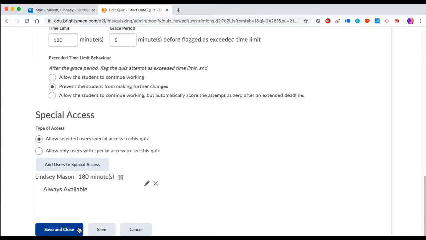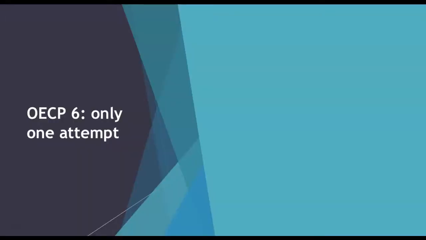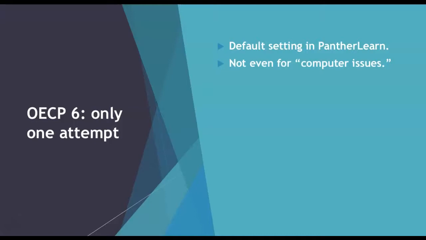Save and close. The sixth procedure you might adopt is allowing only one attempt for each exam. This is the default setting in PantherLearn, so you would have to change something to permit multiple attempts. But the one attempt rule may even apply for quote-unquote computer issues.